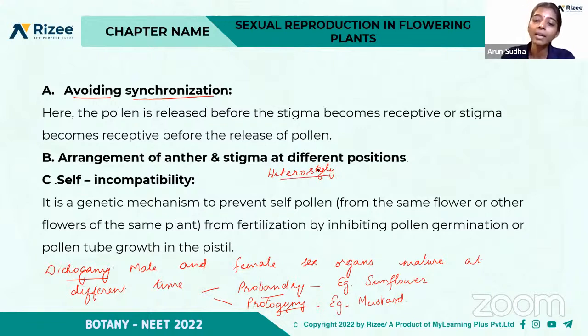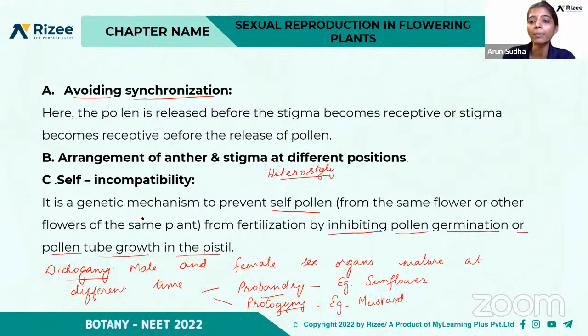So they have the anther and stigma at different levels. Okay, and the third one is self-incompatibility, or self-sterility. So what do you mean by self-incompatibility? It is a genetic mechanism to prevent self-pollen from the same flower or the other flowers of the same plant from fertilization by inhibiting the pollen germination or pollen tube growth in the pistil.